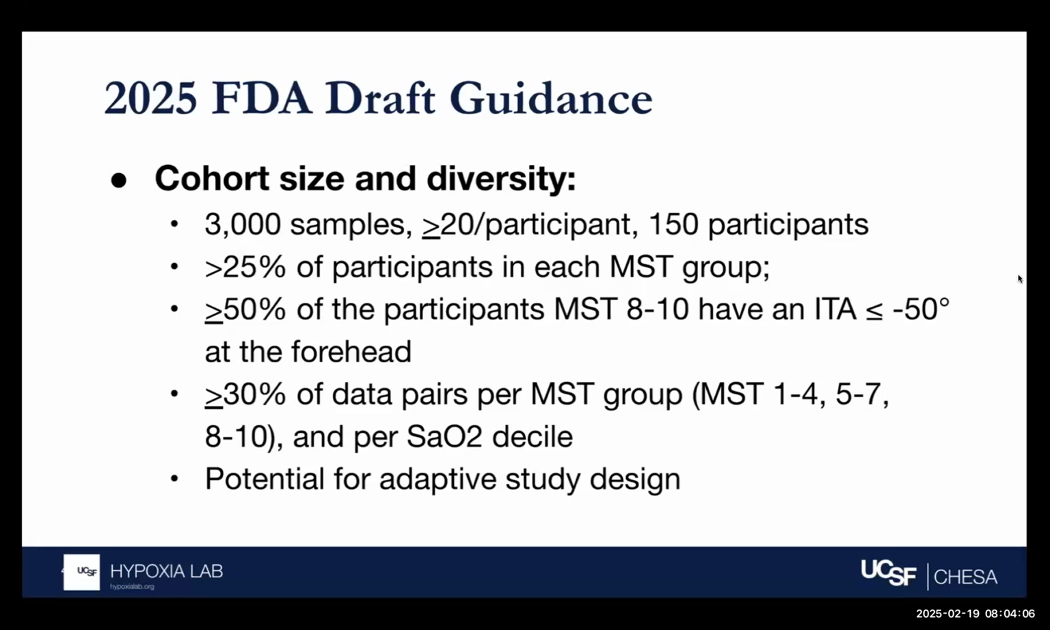There's a recommendation that data pairs are distributed equally using the Monk scale across the desaturation deciles. And there is mention of the potential to use an adaptive study design, though there is some uncertainty around the minimum number of participants, which seems to be still 150.